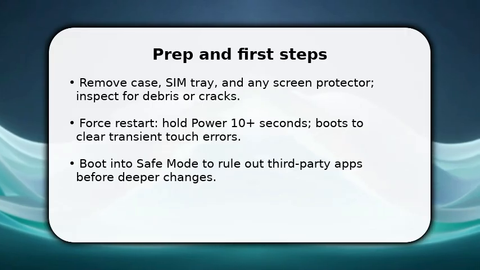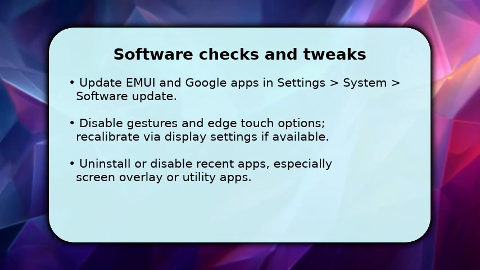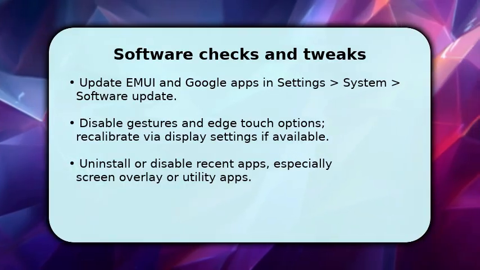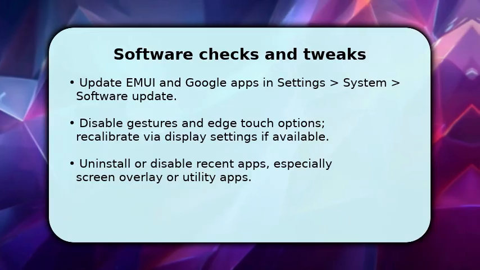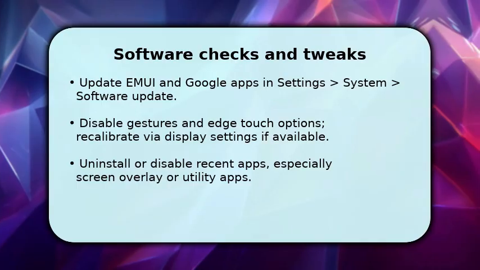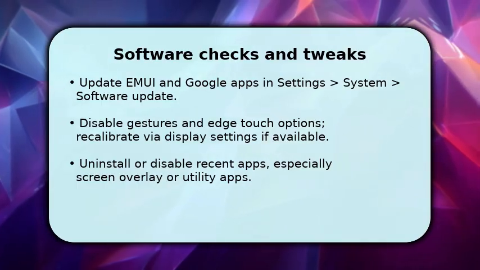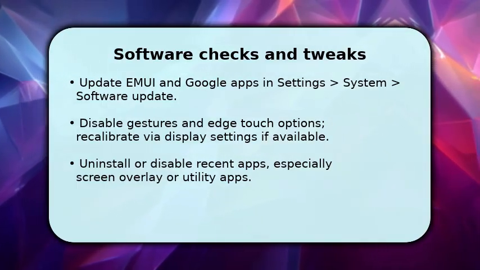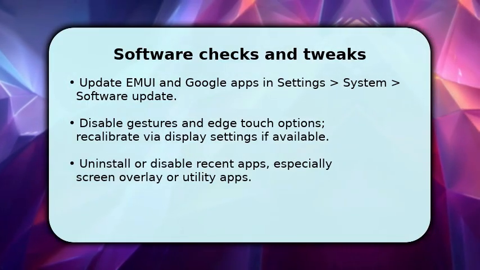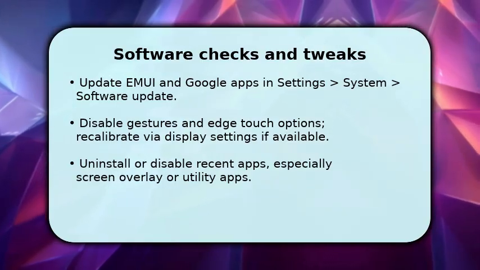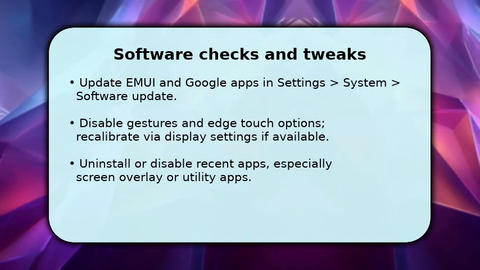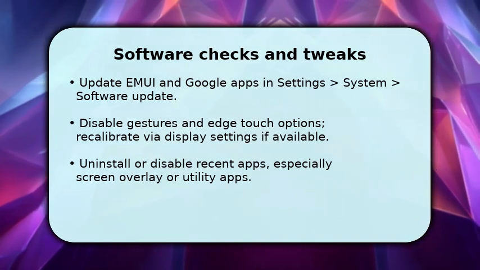Once you've ruled out basic causes, check for updates. Install the latest EMUI and app updates because firmware patches often fix ghost touch problems. Make sure to disable gestures, edge sensitivity, and any screen overlay options. These settings can misinterpret touch. If your build allows screen calibration, run it. If not, use display test apps briefly in safe mode. Then uninstall or disable recent apps that request overlay or accessibility permissions.